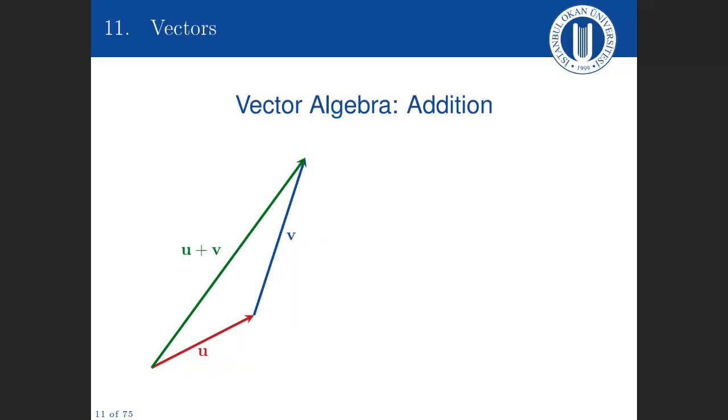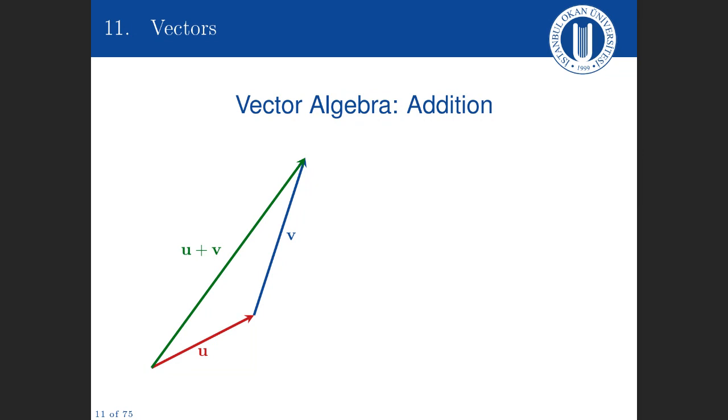We can think of adding two vectors together in two different ways. First idea is we can imagine we put the vectors nose to tail. What I mean is we draw the vectors u and v so that the terminal point of u is the same as the initial point of v. And then once we've done that, we can draw the green vector, which has the same initial point as u and the same terminal point as v. And this is the vector u plus v.